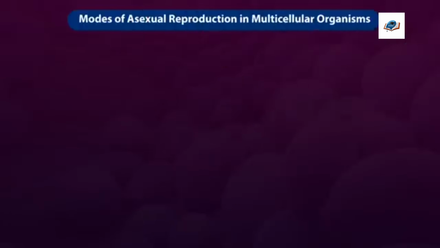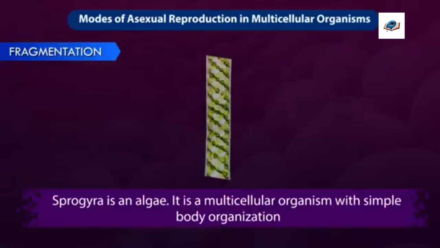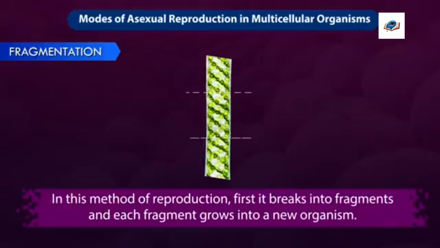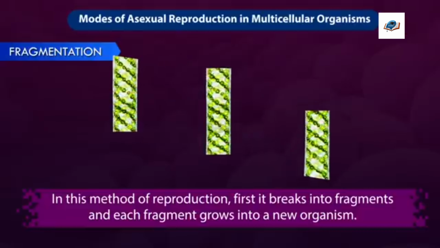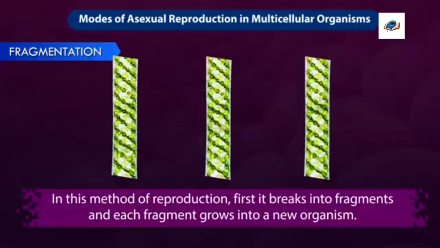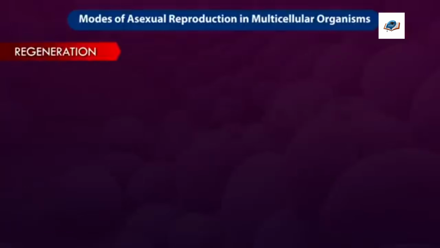Now let us see the methods of asexual reproduction in multicellular organisms. 1. Fragmentation. Spirogyra is an algae. It is a multicellular organism with simple body organization. It reproduces by fragmentation. In this method of reproduction, first the organism breaks into fragments and each fragment grows into a new organism.